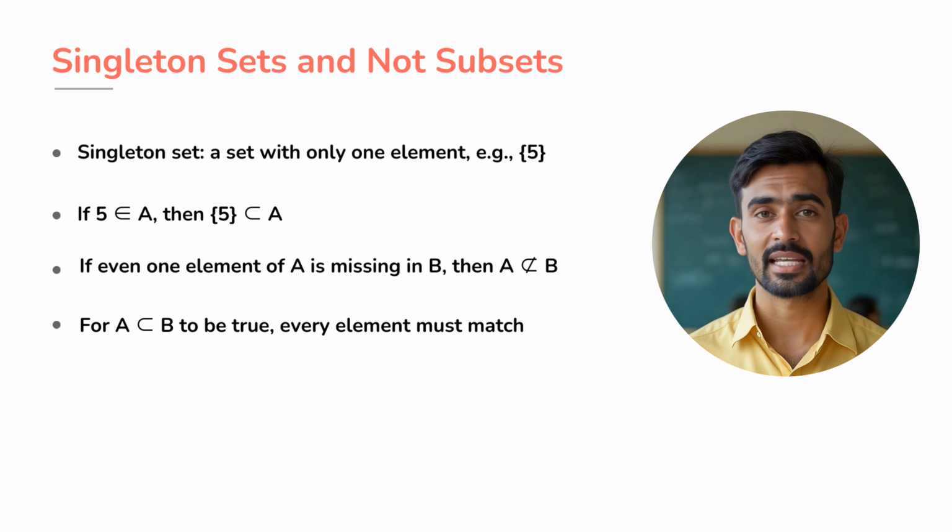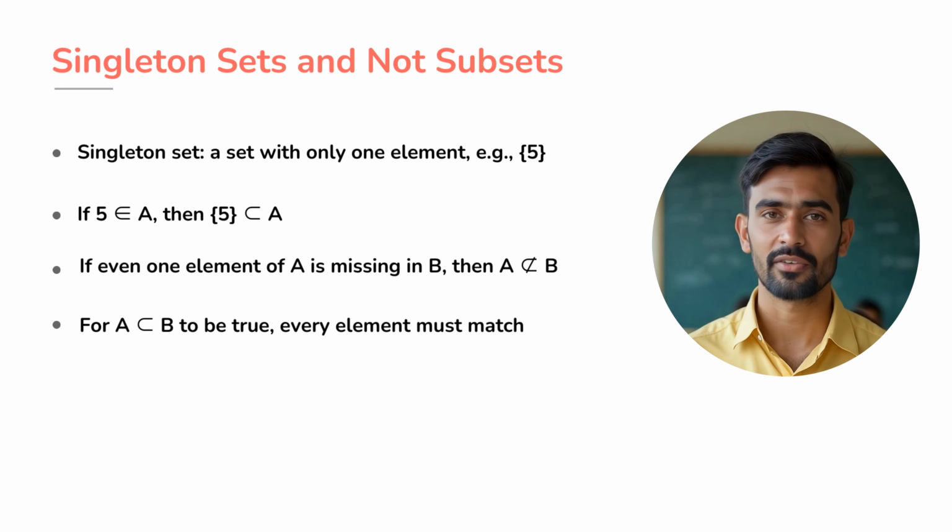A singleton set is a set with only one element. For example, the set {5} is a singleton set. If 5 is an element of set A, then {5} is a subset of A.